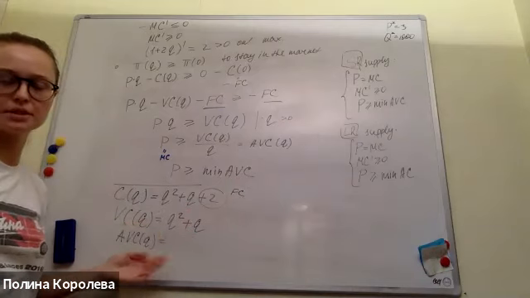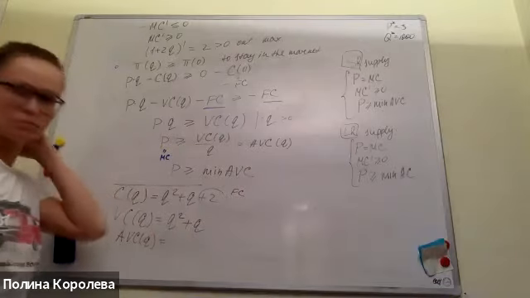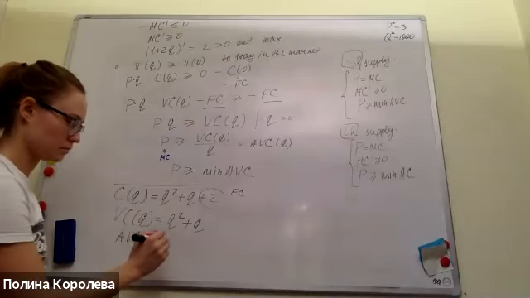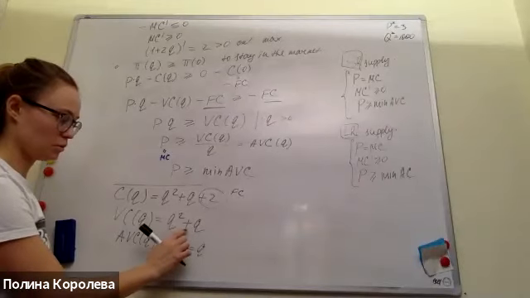And average variable cost. Please continue. Okay. Yes, Anastasia. So average variable cost should be variable cost divided by Q. Q squared plus Q divided by Q, it's going to be Q plus 1.